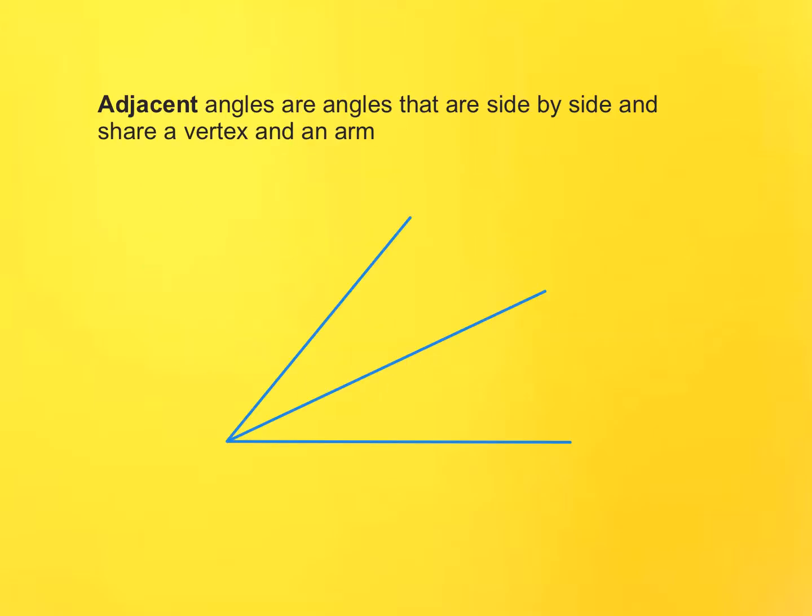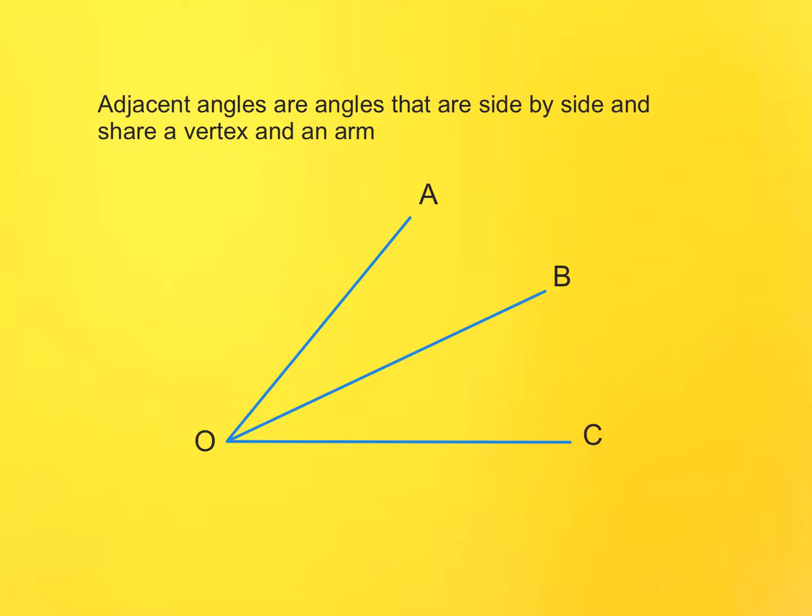The first set of angles we're going to look at are adjacent angles, and these are angles that are side by side and share a vertex and also an arm. I've now labeled this diagram: the vertex is O, the arm over here is point A, the arm over here is point B, and the arm over here is point C. By definition, adjacent angles are side by side and share a vertex and an arm. Here is angle AOB and angle BOC. They share a vertex and they also share this arm over here.